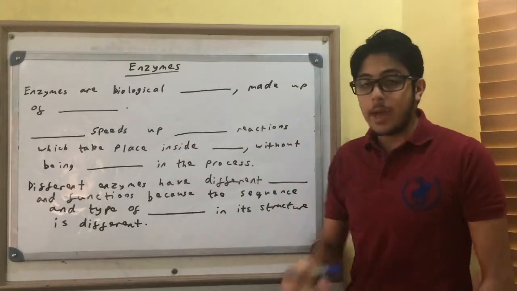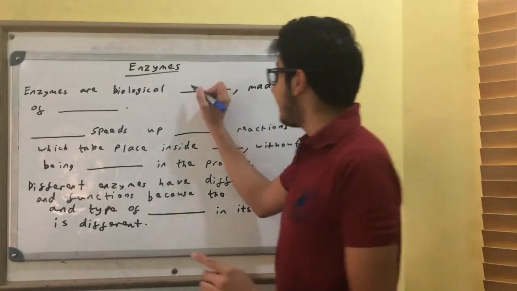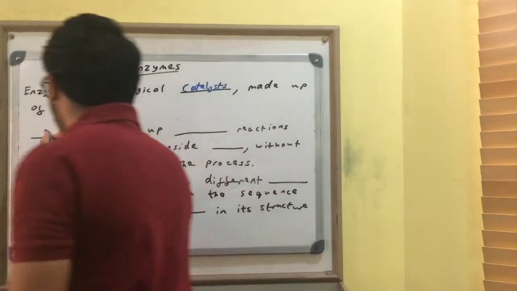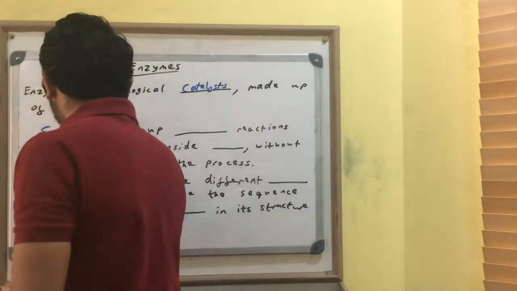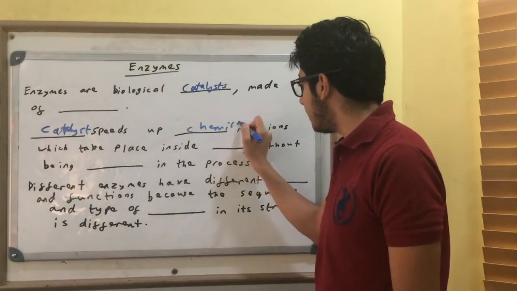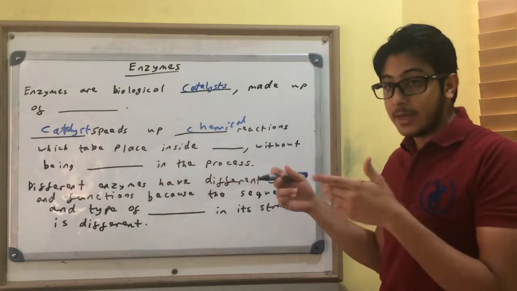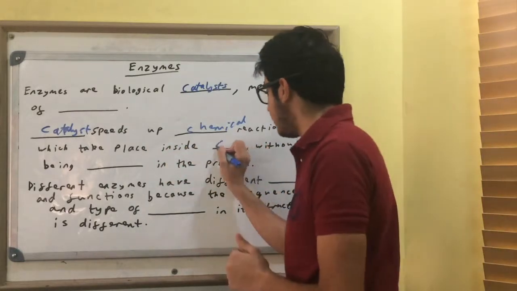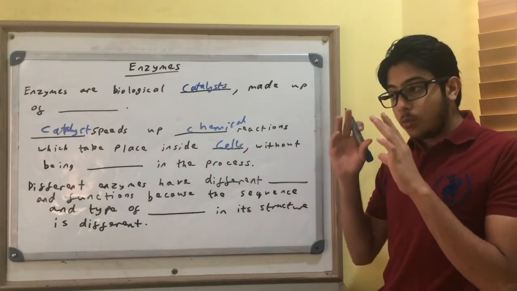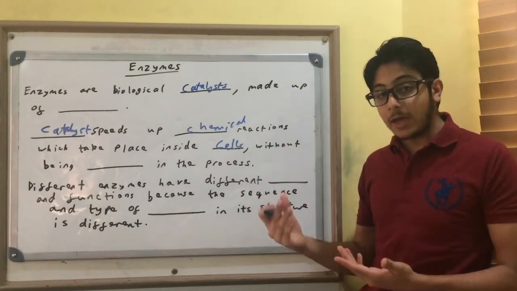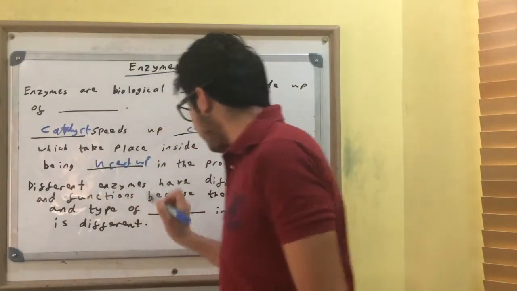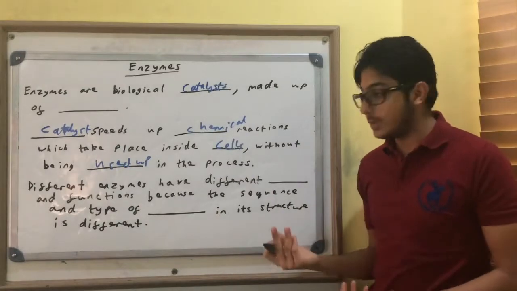Now, enzymes are biological catalysts. What is a catalyst? Well, a catalyst speeds up the chemical reactions which take place, in this case, because they're biological catalysts, inside your cells. But catalysts, whilst they are catalyzing the reactions, are not used up themselves. So they can be reused.